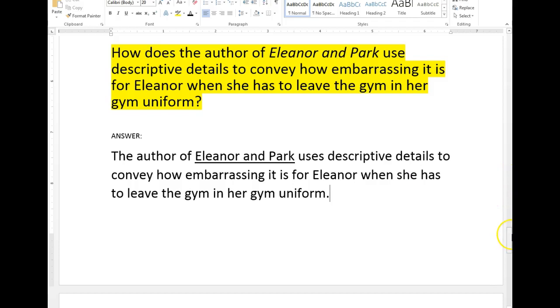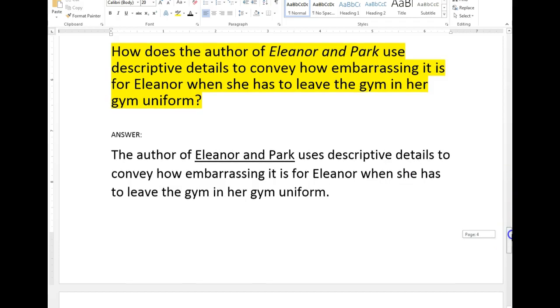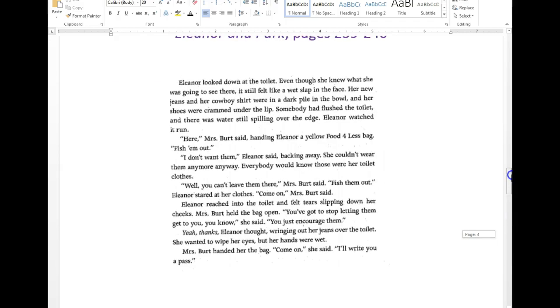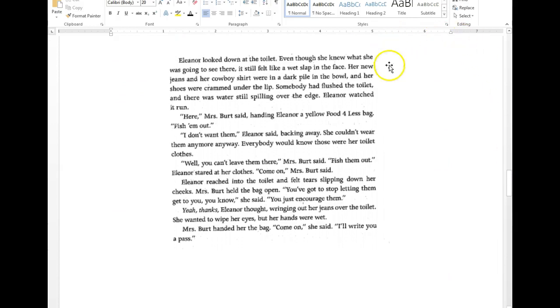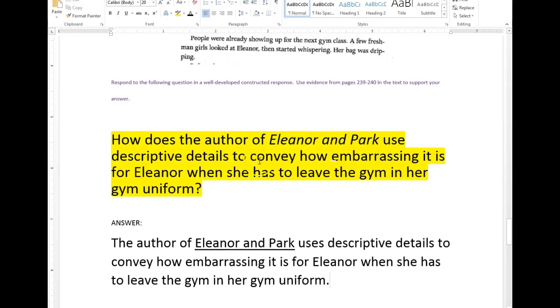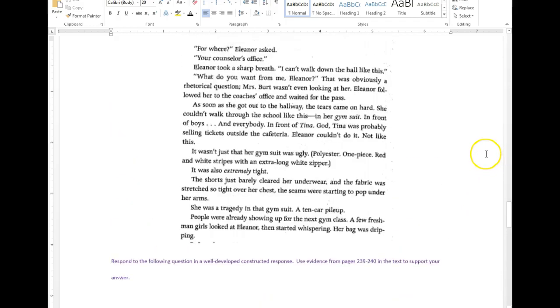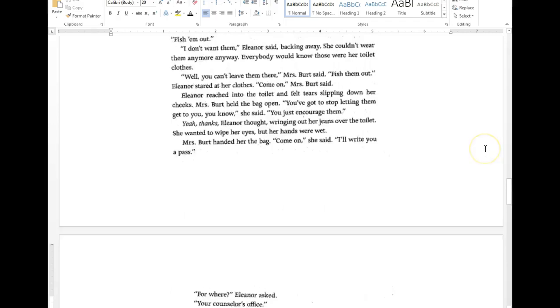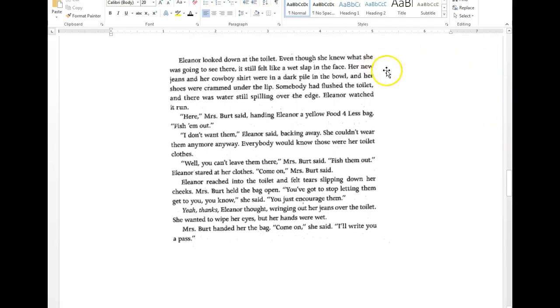So where do we get those C's and E's? Well, the C's come out of the text, right? So I'm going to read this text and see where the author is showing me how embarrassed Eleanor is. Where is the author showing me this? So I go back to the text and I start looking for where the author is telling me that Eleanor is embarrassed.